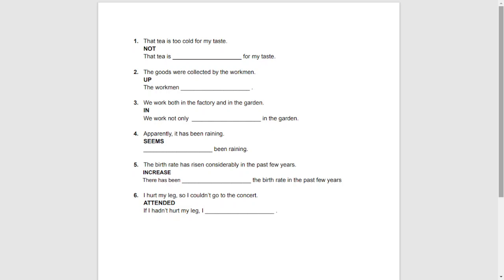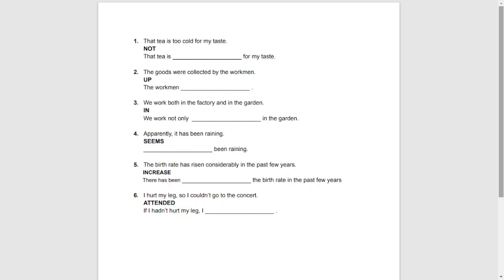It seems, we use the present simple because we're talking from the present moment now, but we should state that we are talking about the past. To do this, we put to, we put have, then the participle, and then the gerund. It seems to have been raining. Okay.